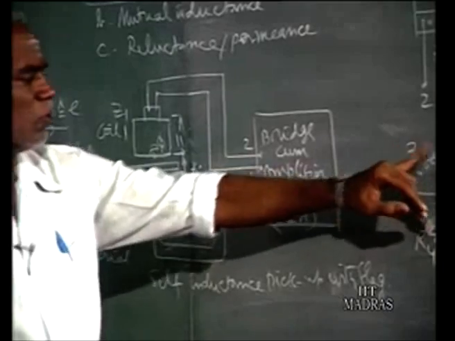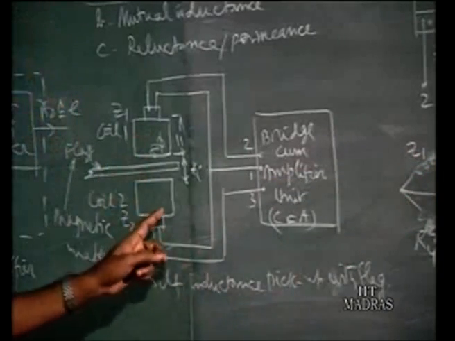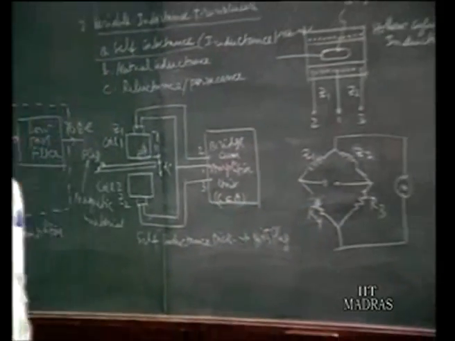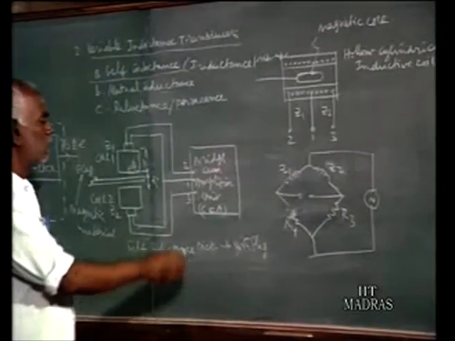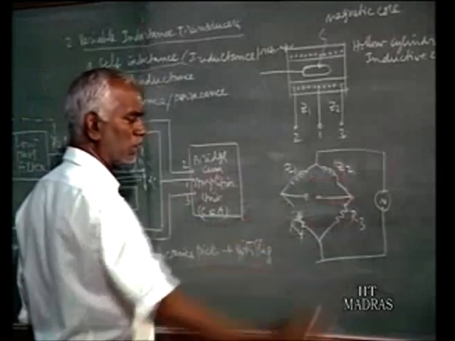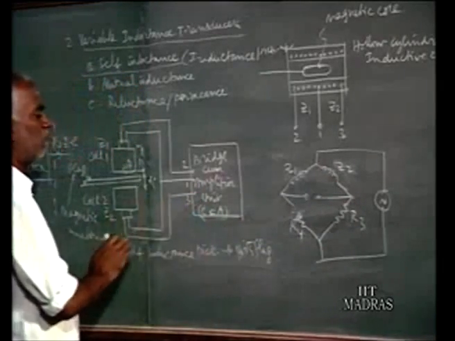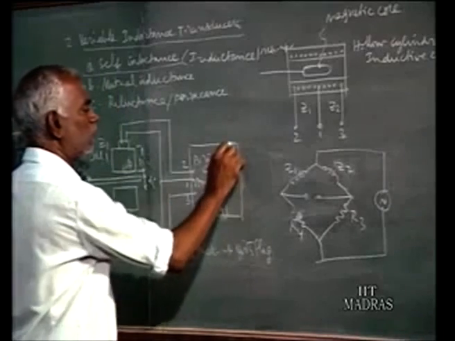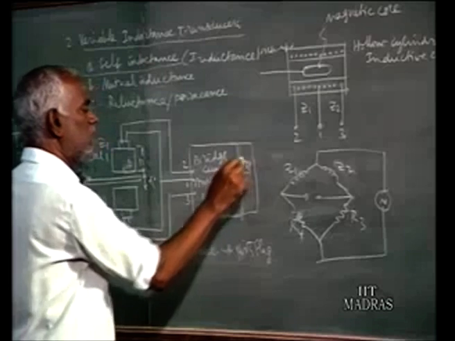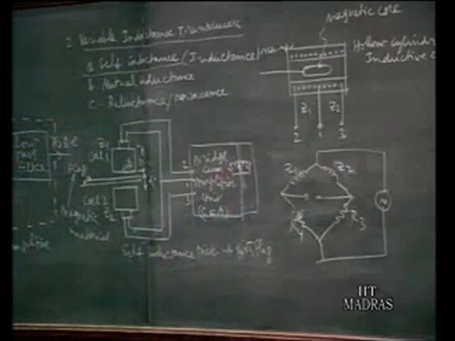In the bridge network, Z1 and Z2 will form adjacent arms of an AC bridge. The other two arms can be pure resistances. You can connect it to the carrier frequency amplifier, and you can get the reading here, that is the output voltage. It is similar to the signal flow diagram.